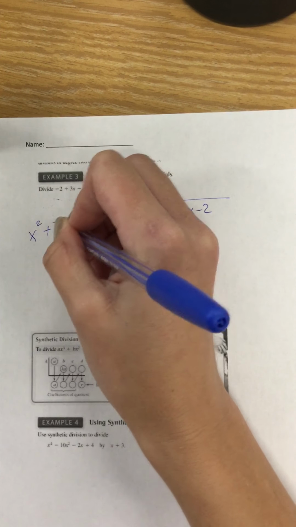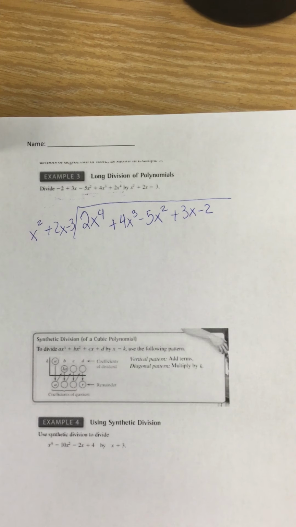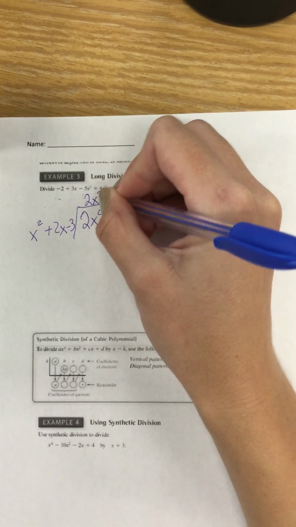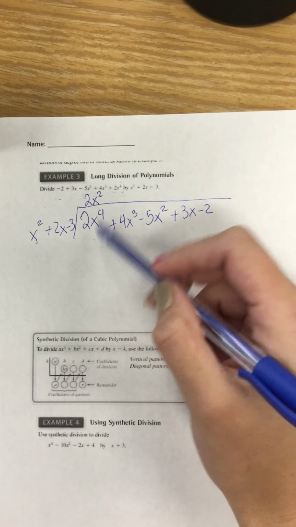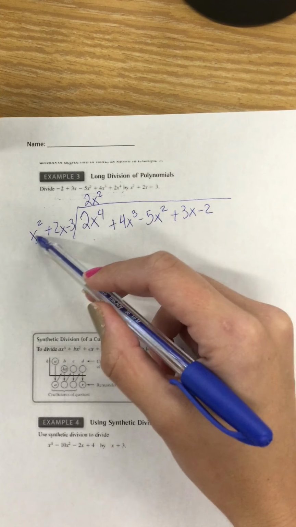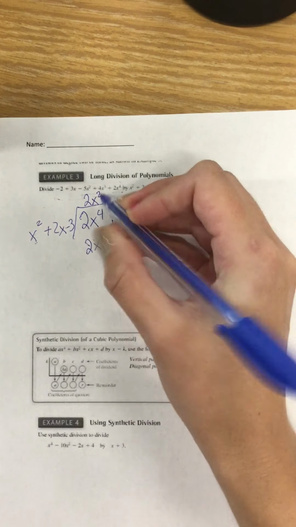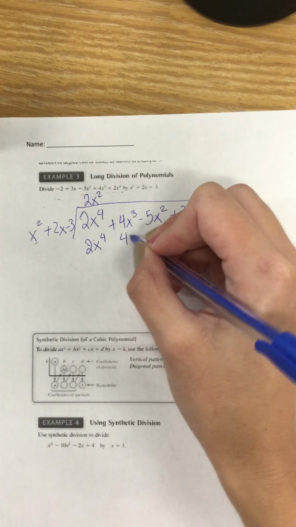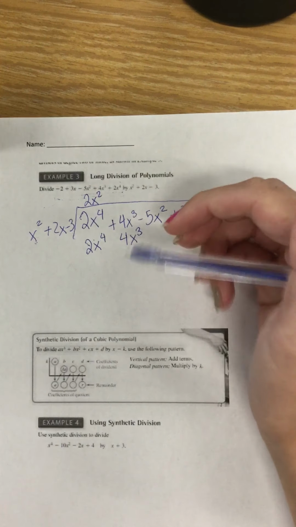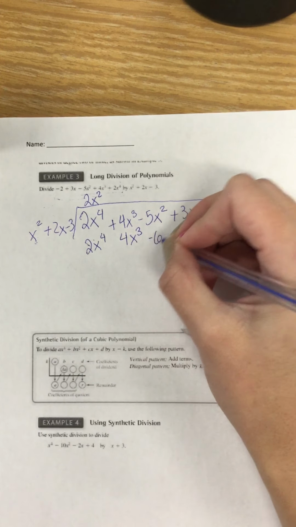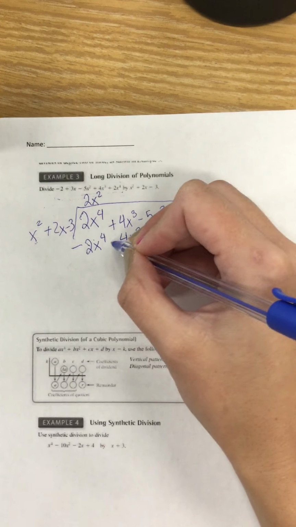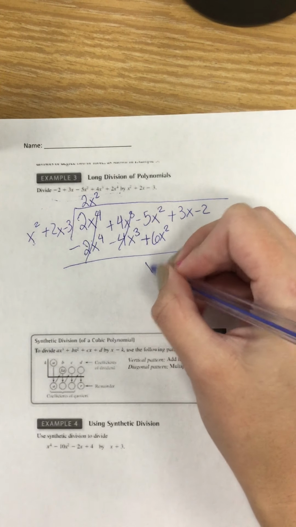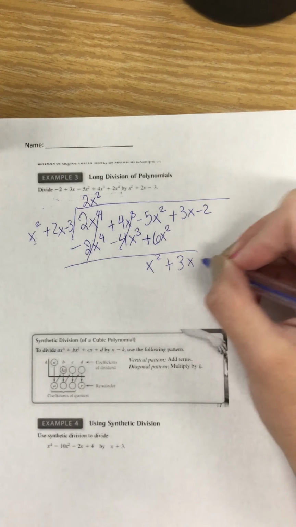x squared plus 2x minus 3 is what we're dividing by. And so how many times do we get to do this? Well, 2x squared would give us 2x to the 4th. 2 times 2, 1 is 2, and x squared makes x to the 4th. So let's go ahead and multiply it through. We have 3 terms to multiply through here. 2x squared times 2x would be 4x cubed. 2x squared times negative 3 would be negative 6x squared. And now I go through, change my signs to subtract them. These go away, and this just gives me x squared plus 3x minus 2.